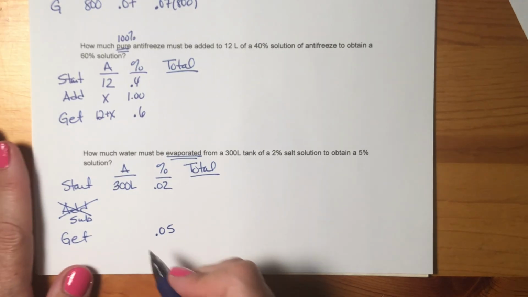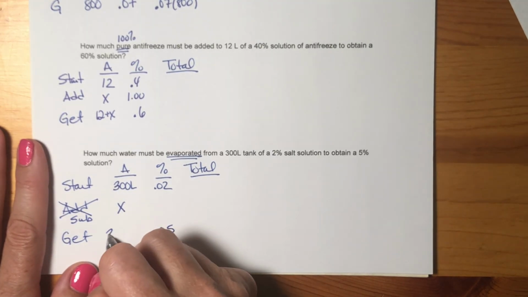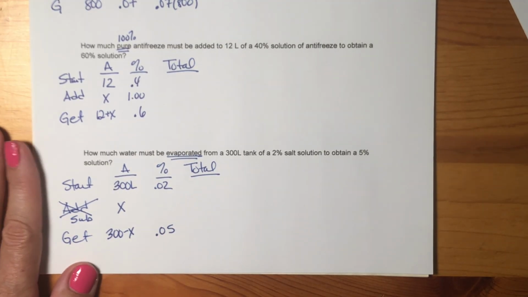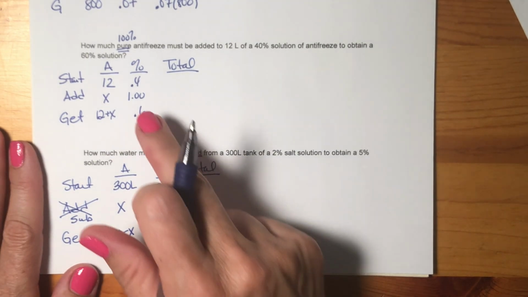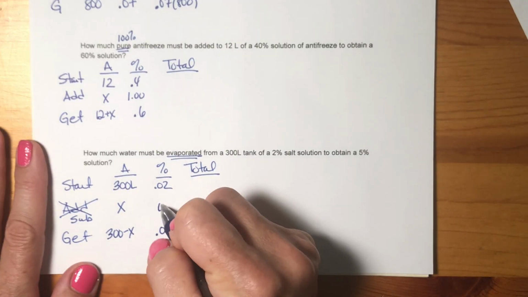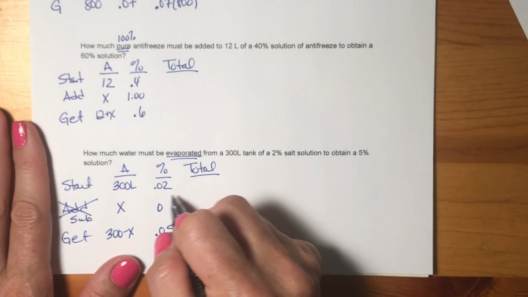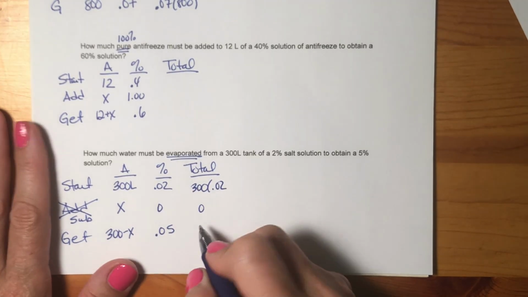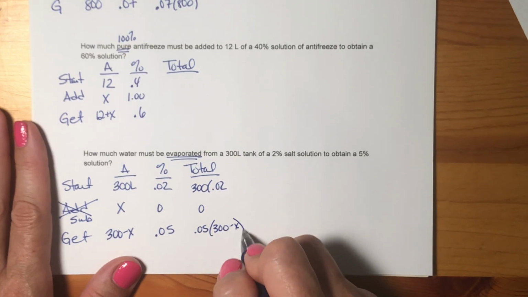So do we know how much we're going to evaporate? No, that's our unknown. So we're going to have 300 minus x, right? That's how much we're going to take away. Now I'm talking about water. How much salt is in water? Okay, same thing up here, like we did with the iodine solution, it's 0. And you multiply across to get your answer, okay? So you go ahead and do 300 times 0.02, 0, and then 0.05 times 300 minus x. We'll go ahead and multiply.